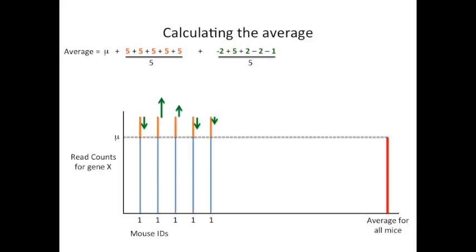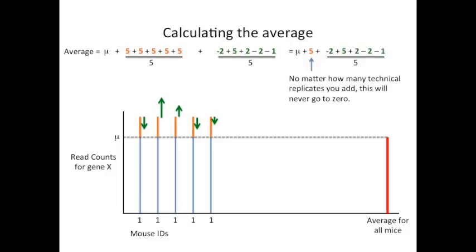As we can see with the biological variation, the numerator only contains the number 5 over and over and over again. There isn't a mixture of positive and negative numbers that could possibly cancel each other out. And what we're left with is mu plus 5, the biological variation, and a fraction that represents the technical variation. Because the numerator in the technical variation has positive and negative numbers that can cancel each other out, it'll go to 0, but the biological variation will stay constant at 5.